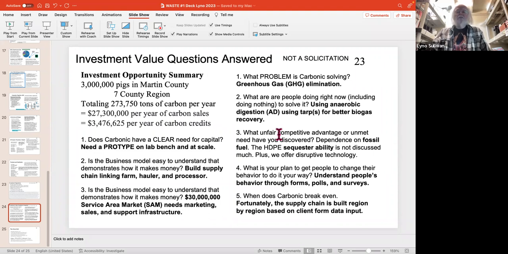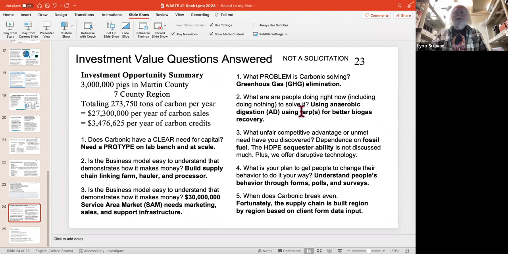What problem is the Carbonic solving? Greenhouse gas elimination. What are people doing right at this time? Using anaerobic digestion, using tarps and better biogas recovery. Again, this is trying to present a balance.